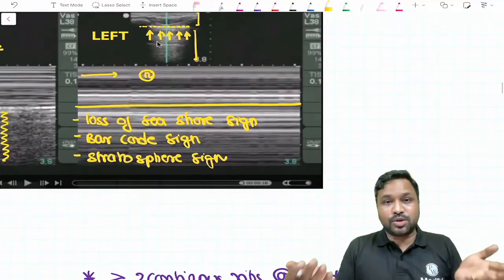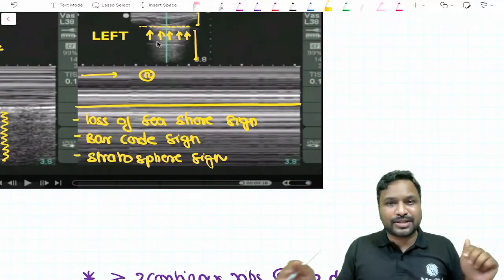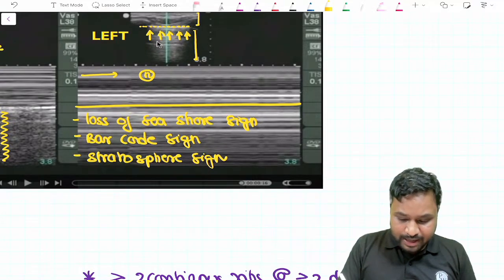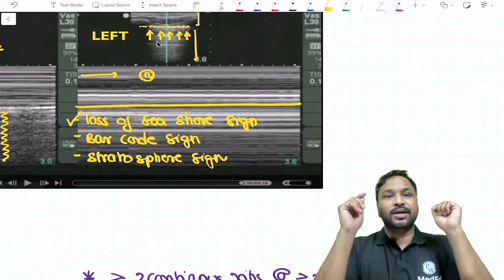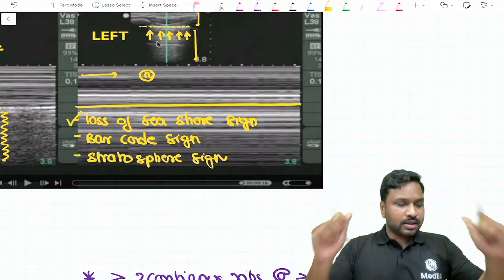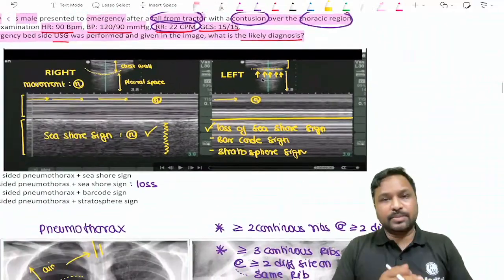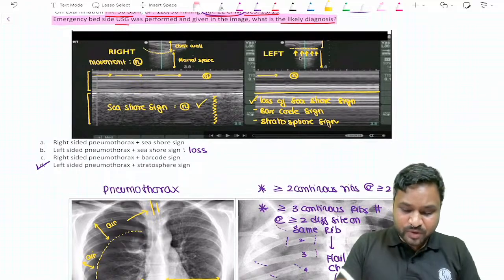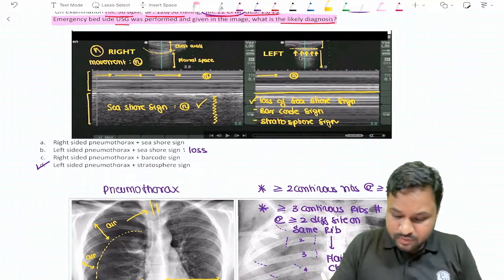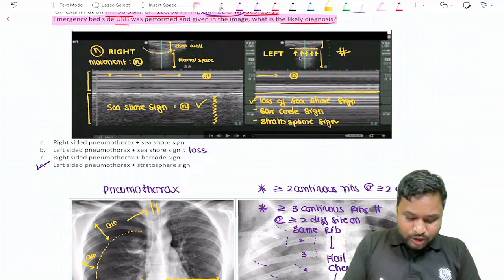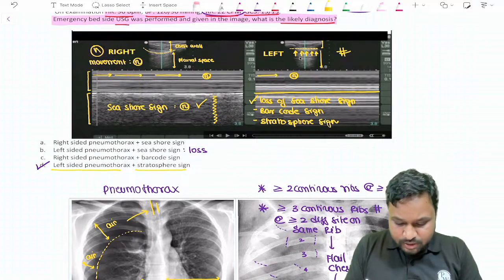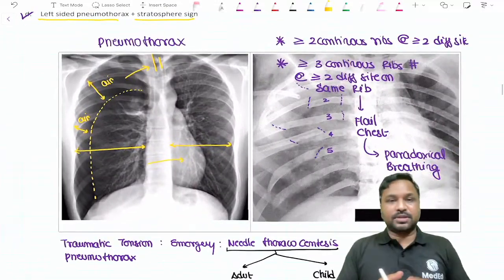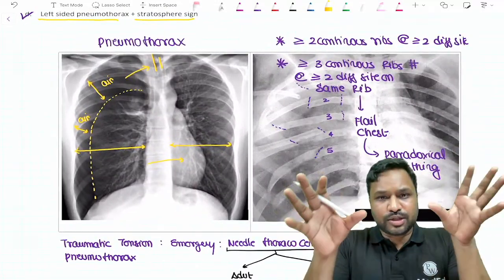But if you see there is no disturbance, it's like a still presentation. That means the lungs are not able to expand or they're not able to move. That movement is lost, and this is called loss of seashore sign. The loss of seashore sign is seen in pneumothorax, right? So this is a classical pneumothorax that you see. You can see the right side is normal, whereas the left side is damaged. So you have left-sided pneumothorax, that is also called the stratosphere sign, right? Now, you can see a collapsed lung, the air cavity, I've shown you across it.